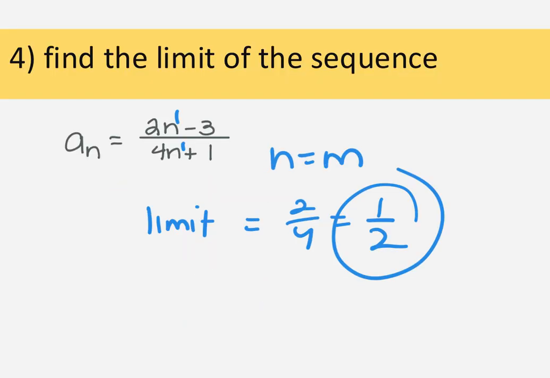4, you're looking at the exponents again. They're the same, so this is your leading coefficient, which is a half.